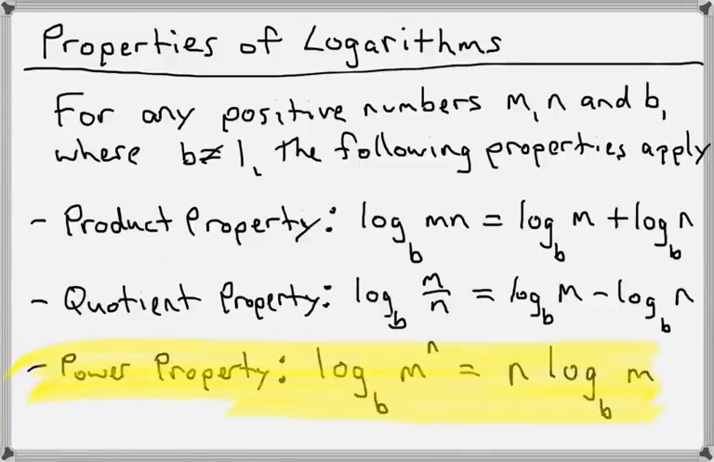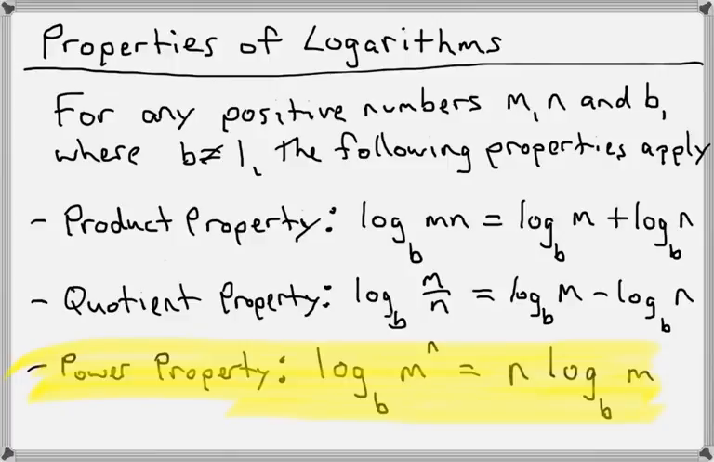In this video, we will go over how to use the power property of logarithms to simplify. So what is the power property? It's highlighted here in yellow. It states that the log base b of m raised to the n power is equal to n times the log base b of m. So we can use this property to go back and forth between these two problems.